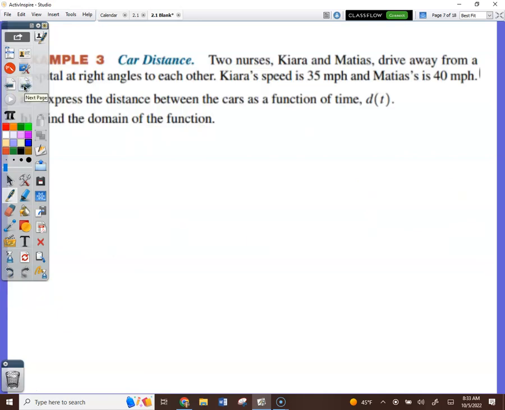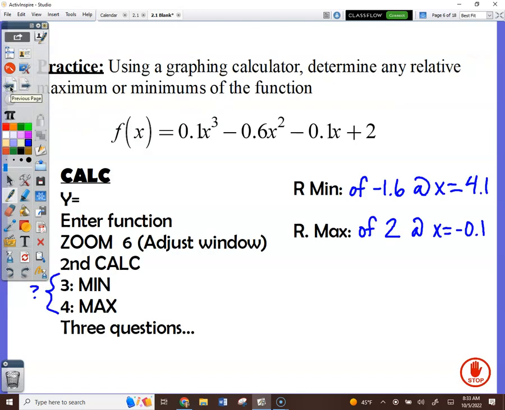You can't look at them at the same time, is what I mean. You'll have to do one, get the answer, and then you have to go back to 2nd Calc to do the other one. Can you go back to that? Which one? This one? Yeah. The next one.